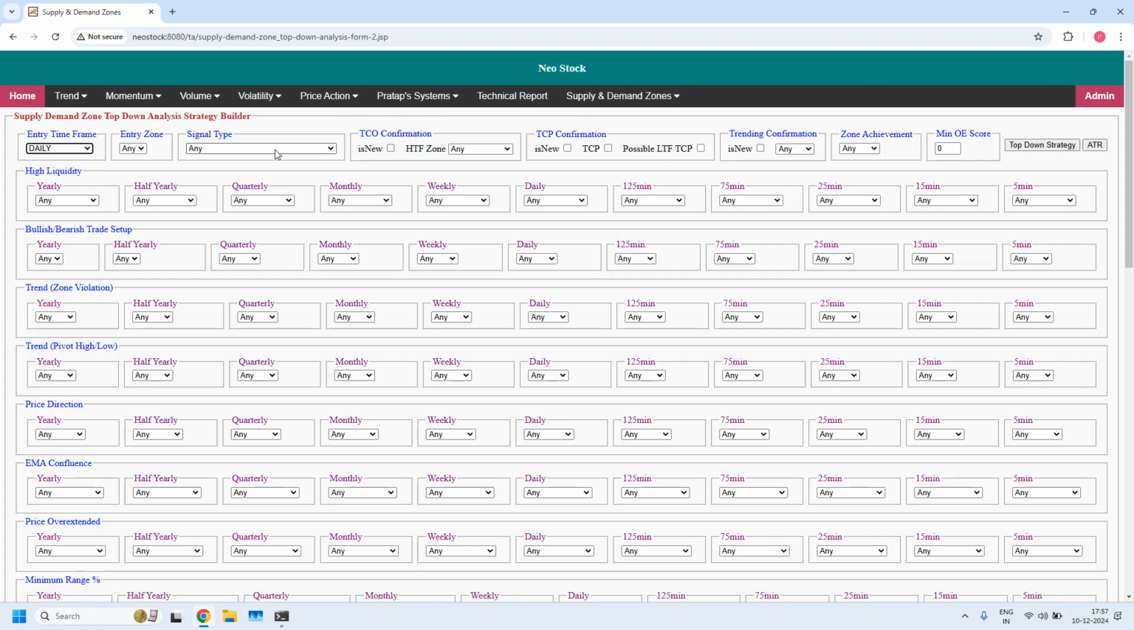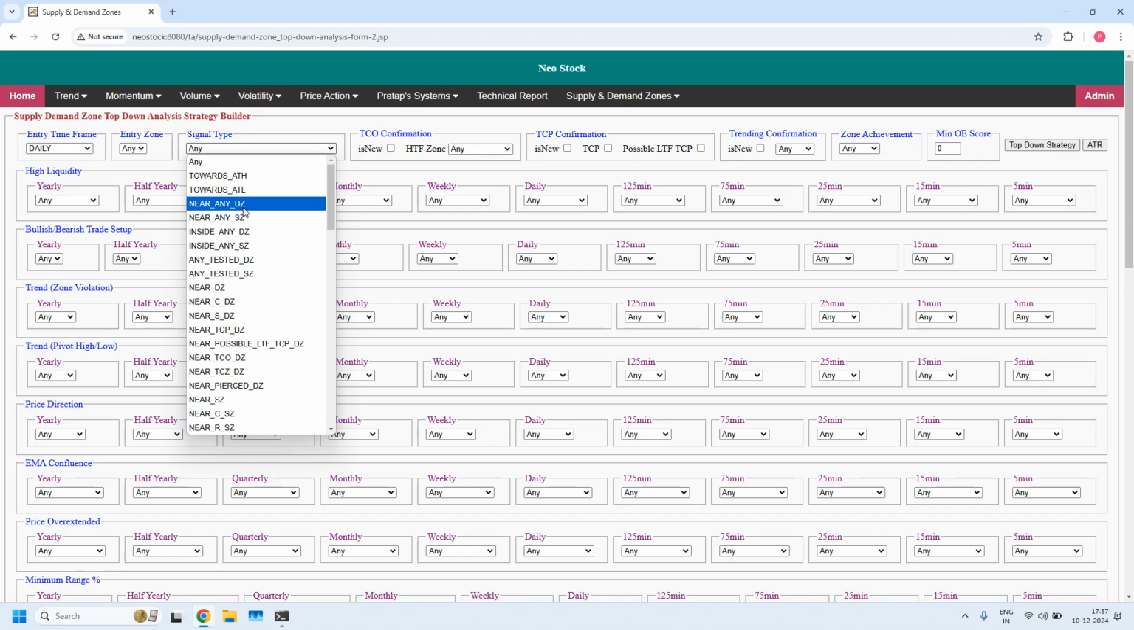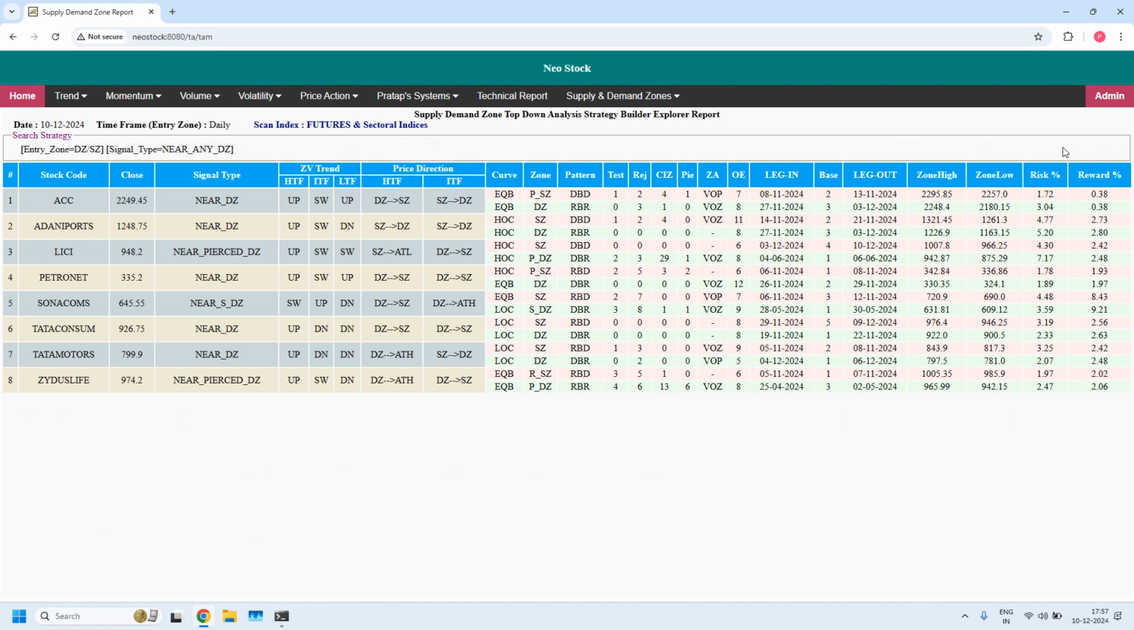Entry time frame daily. Let us find the stocks near daily demand zone. We got 8 stocks. Let us identify high liquidity daily demand zones from this list. This demand zone is not valid. It is a pierced demand zone. We don't have any valid high liquidity daily demand zones from this list.